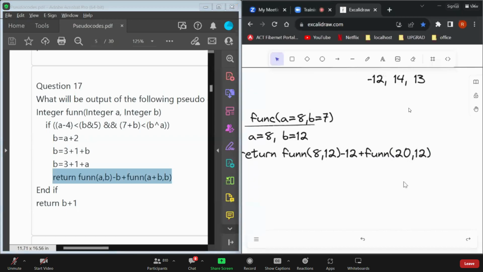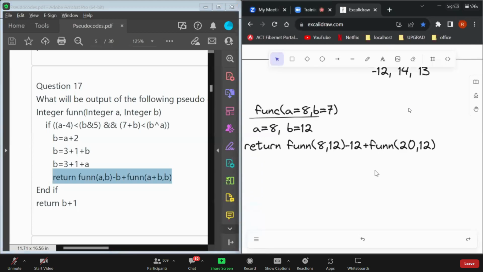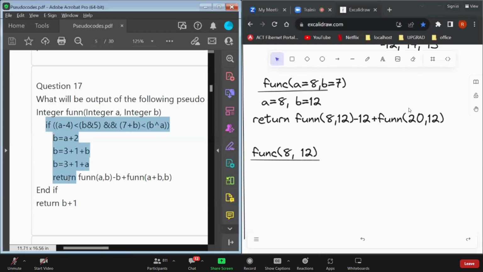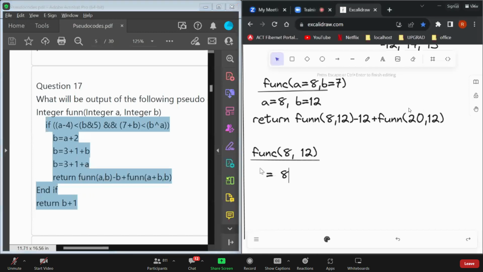20 comma 12. So you have two functions here, and you don't know what the values are. Let's find out. First I'll find out for function of 8 comma 12. Again, follow the exact same procedure for the new values. Here a is equal to 8, b is equal to 12.